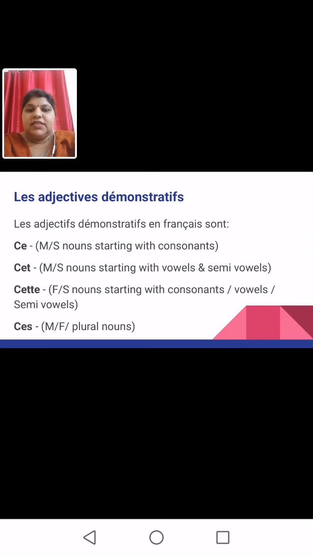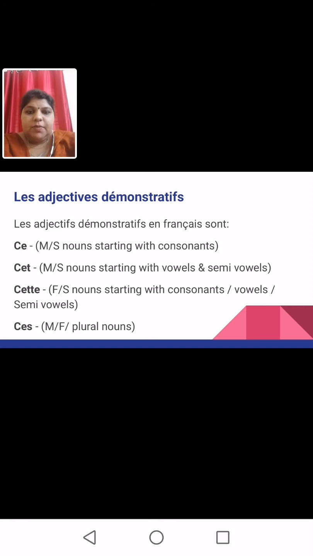The demonstrative adjectives in French are ce, cet, cette and ces. Among these, the first one, ce, is used with masculine singular nouns starting with consonants, and cet is used with masculine singular nouns starting with vowels and semi-vowels, and cette is used with feminine singular nouns starting with consonants, vowels and semi-vowels. And the last one, ces, is used with masculine and feminine plural nouns.